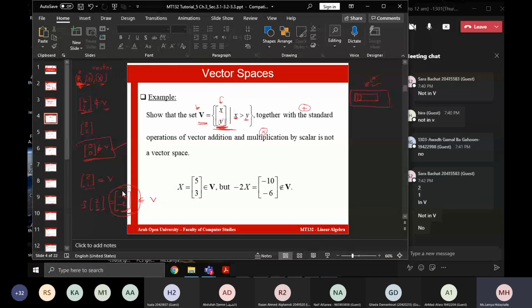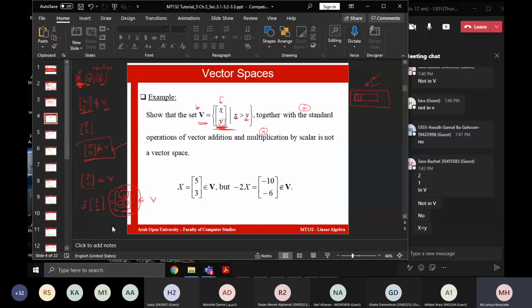Why? Because, is x greater than y? No. So what happened? Now this one is smaller. Minus 4 is smaller than minus 2. So that means this does not belong to V. This is another way of proving.